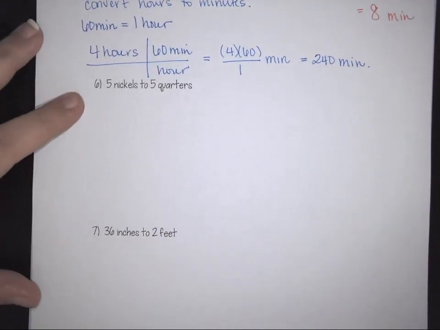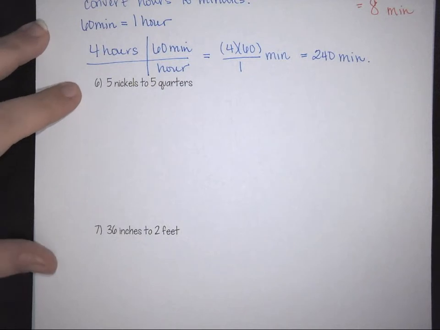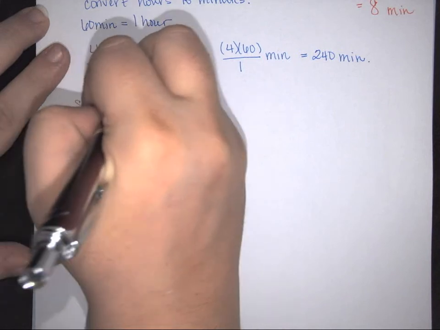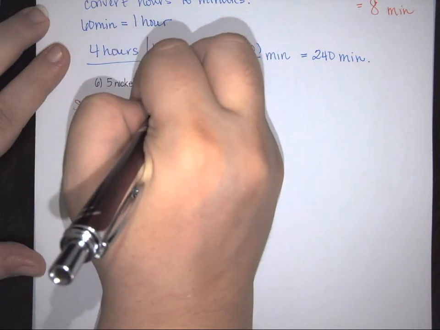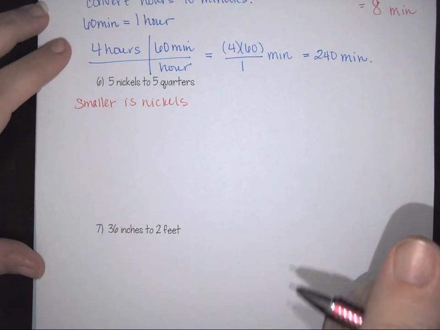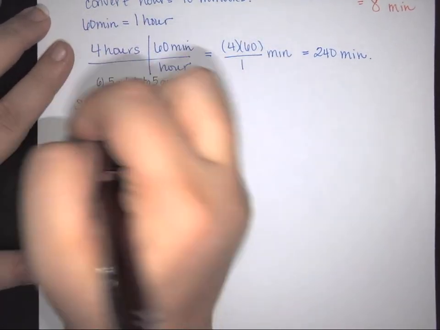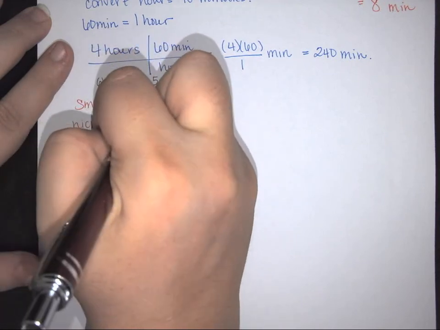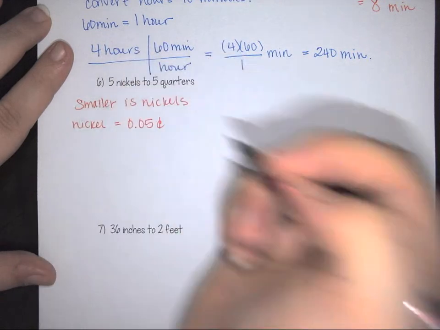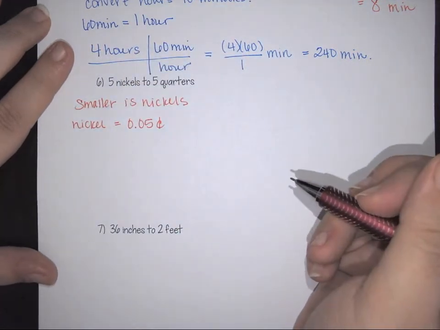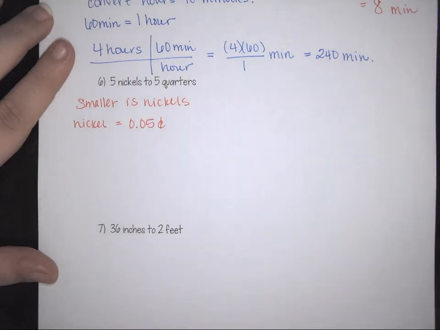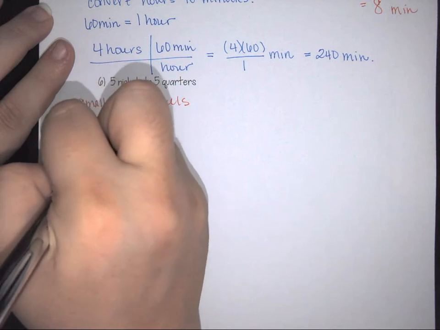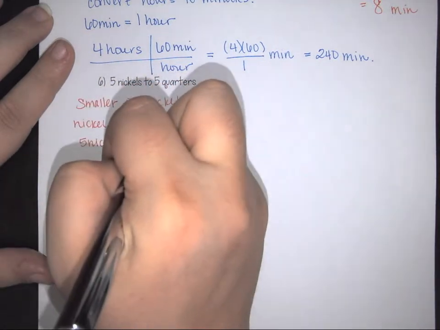So let's go ahead and look at another one. So here we have nickels to quarters. So again, your smaller is your nickels. And so what do we know? We know that a nickel is 0.05 cents. And we also know that I need to have 5 nickels to give me 1 quarter.